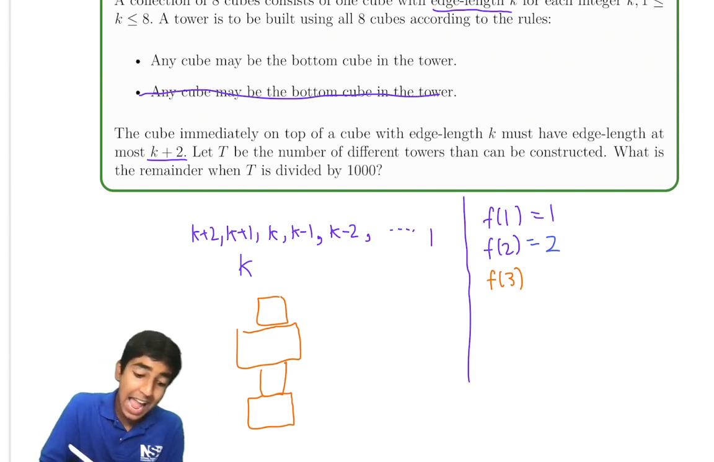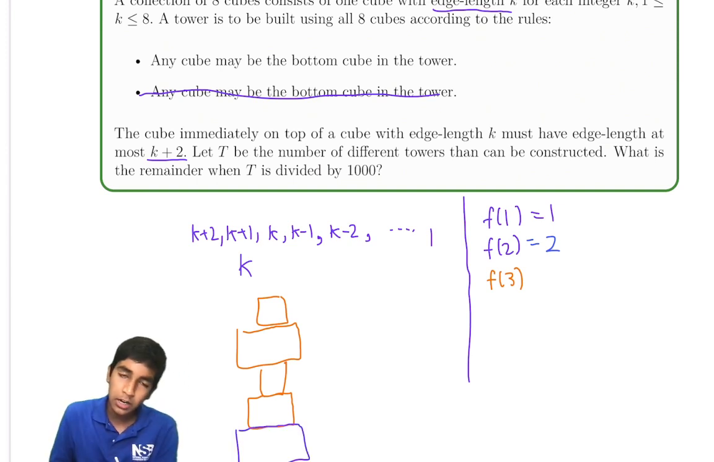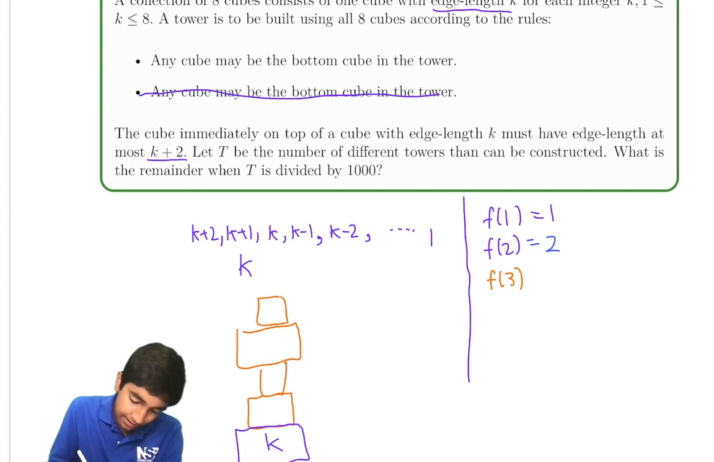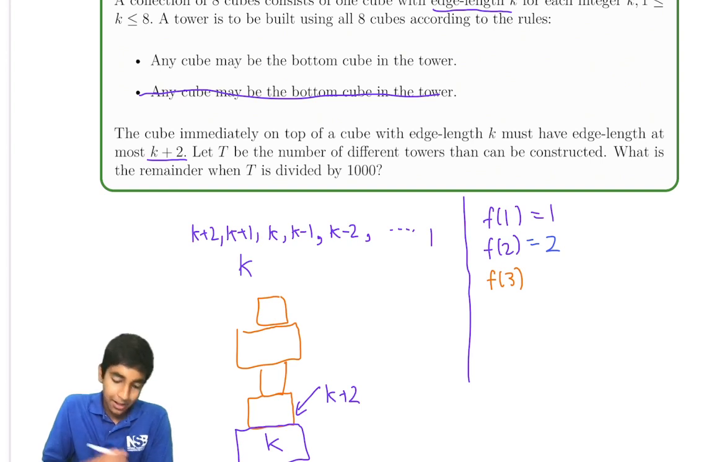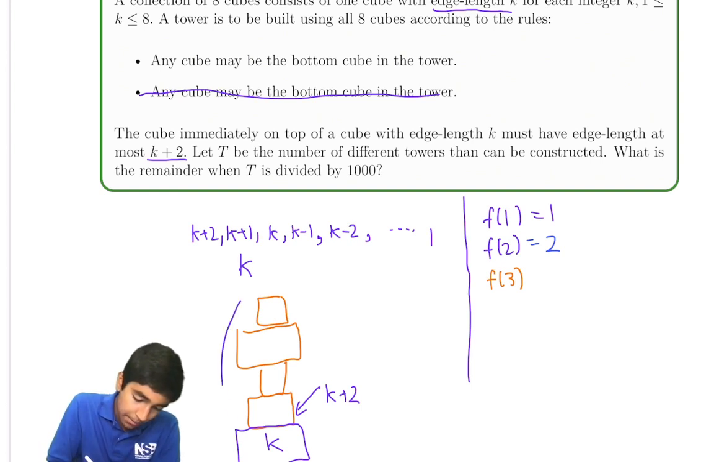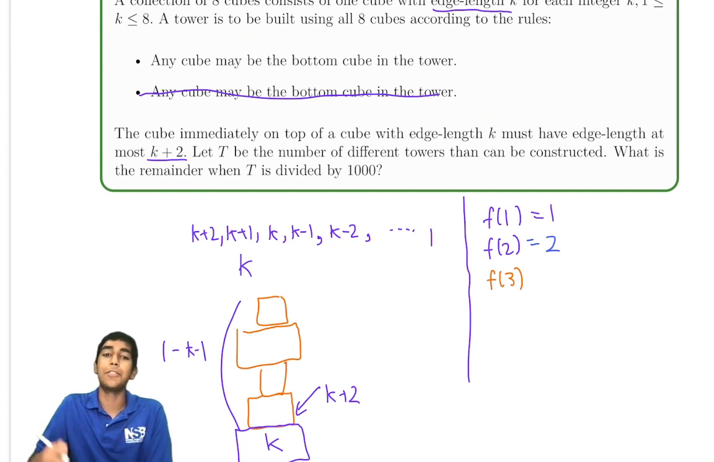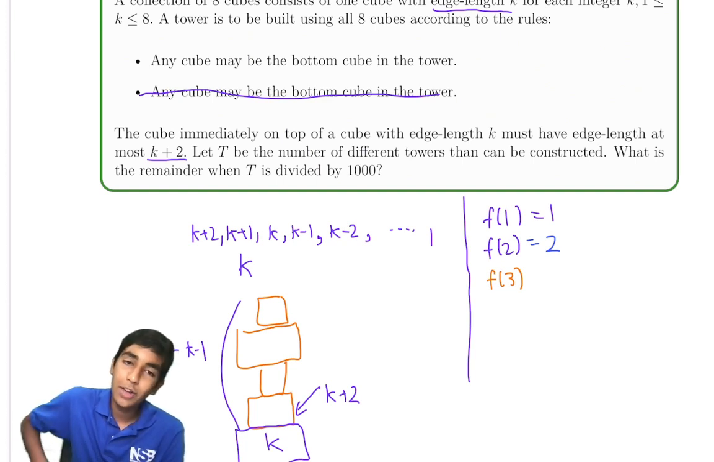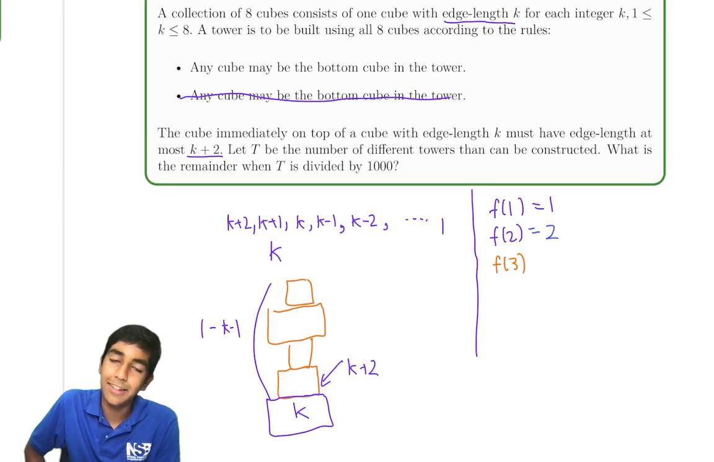Well, any cube can be at the bottom. So, does k at the bottom work? It will work as long as this cube is less than k plus 2. But we don't have to worry about that, because this is already the first 1 through k minus 1 cubes. And k minus 1, the highest possible number, is definitely less than k plus 2. Okay, so k at the bottom, that gives us one case, right? What other cases?